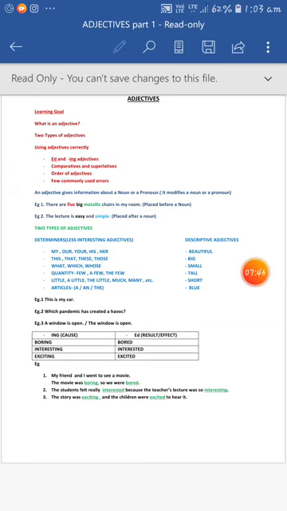And now moving on to the descriptive adjectives. This is very simple. Any word which describes any noun or a pronoun is a descriptive adjective, or we generally call it a quality.